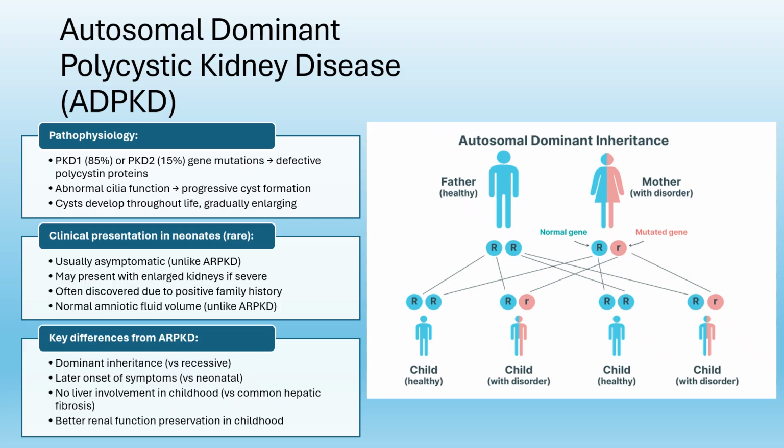Critical differences from ARPKD include the dominant inheritance pattern requiring only one affected parent, later onset of symptoms, absence of liver involvement during childhood, and better preservation of renal function in early life. These distinctions reflect the different underlying cellular mechanisms and help guide appropriate management strategies and family counseling regarding prognosis and inheritance risks.